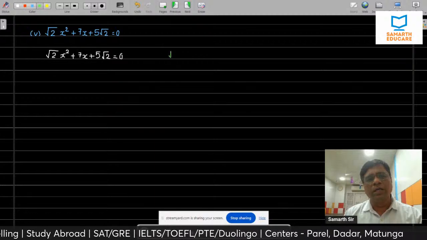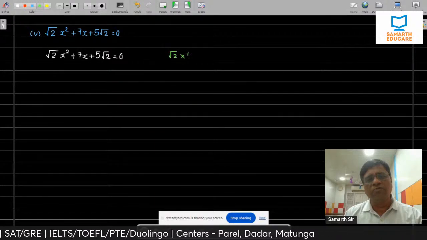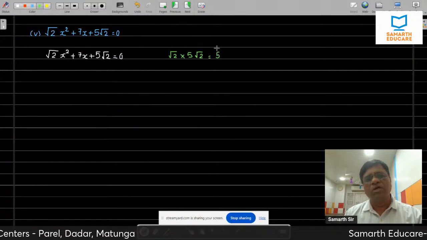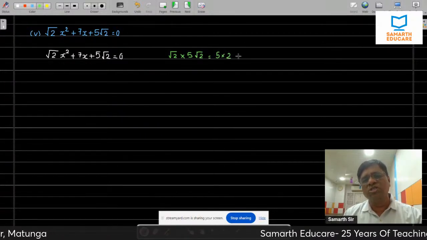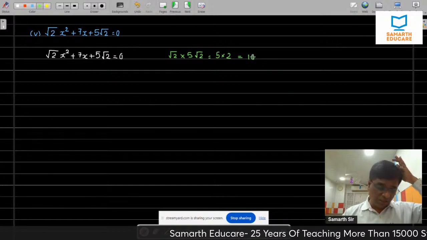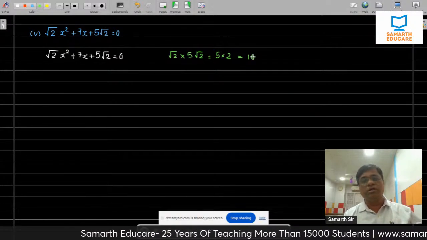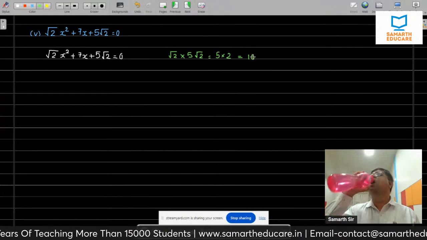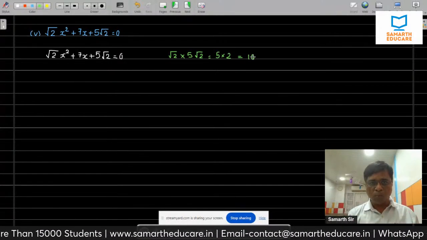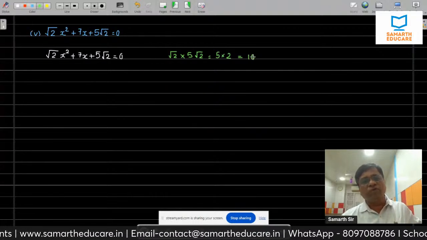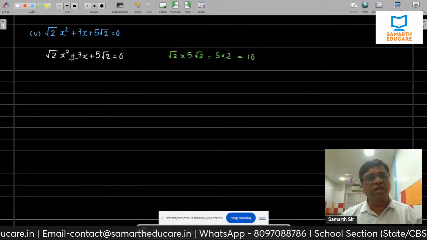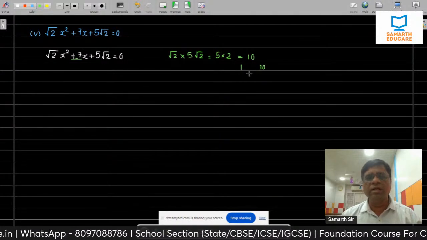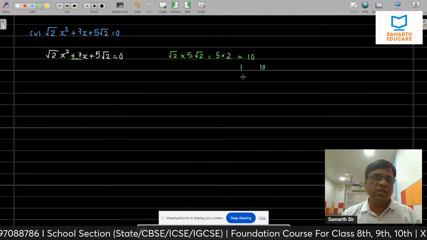So my product AC is root 2 multiplied by 5 root 2. Remember, 5. Root 2 into root 2 is 2, which gives 10. This is very, very important. Because it is plus 10, we will be looking for factors which give us 7. Here 7 is there, so the factors 1 and 10: their addition gives 11, so 7 is not possible.